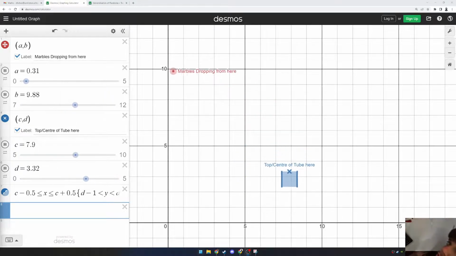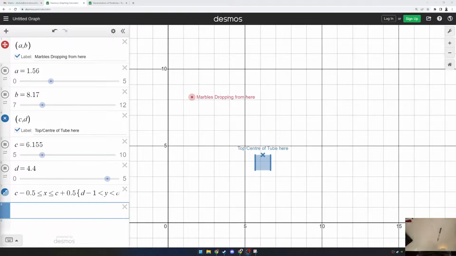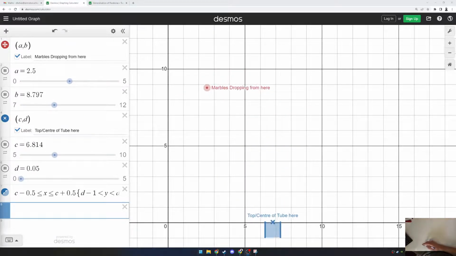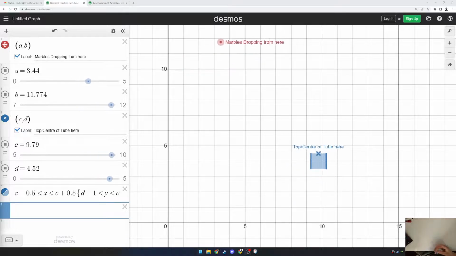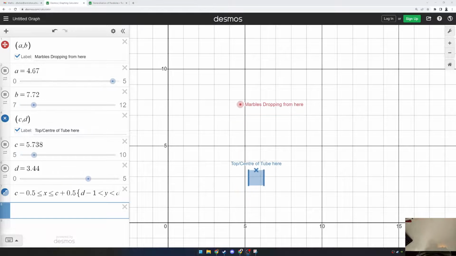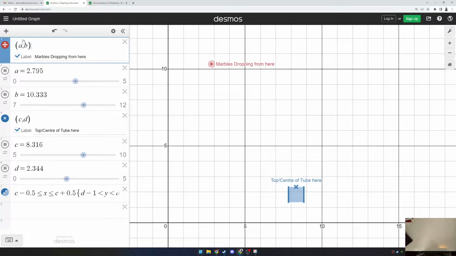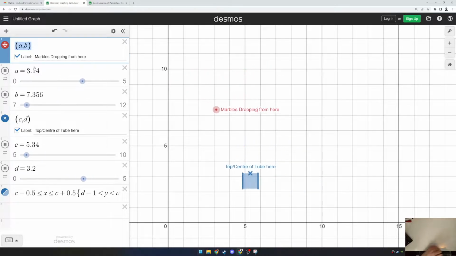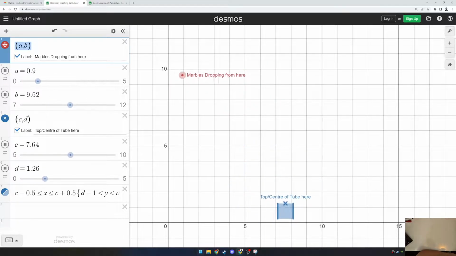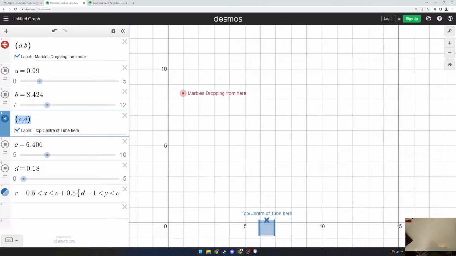Kia ora. So we're going to look at an excellence version of finding a scale factor for a parabola. So this one, what I've done here is I've got some moving points. But the thing that I want you to notice is that the marbles are dropping from A, B, and the top of the tube is going to be happening at C, D. So let's just draw that out.